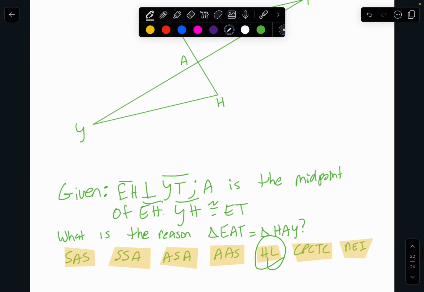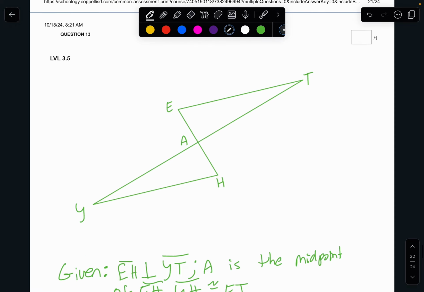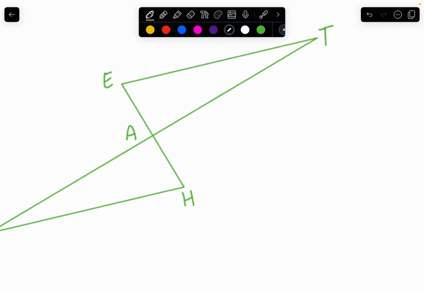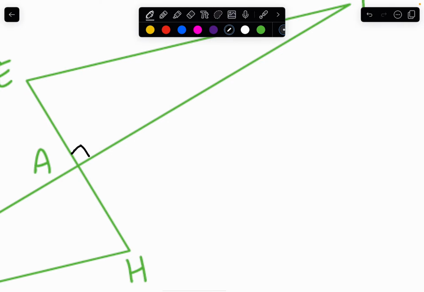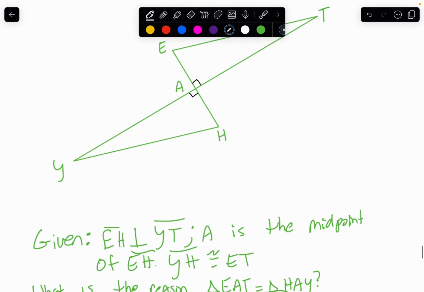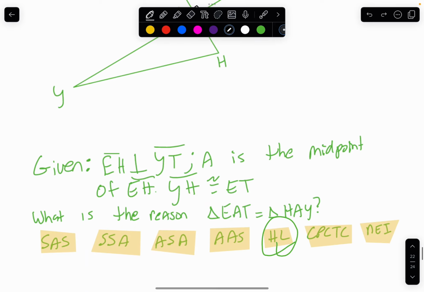EH is perpendicular to YT. Ooh, that means we have a right angle here, which means this is a right angle. Those are going to be congruent. Those are perpendicular. Technically, they're all right angles, but we just care about the two inside the triangles.